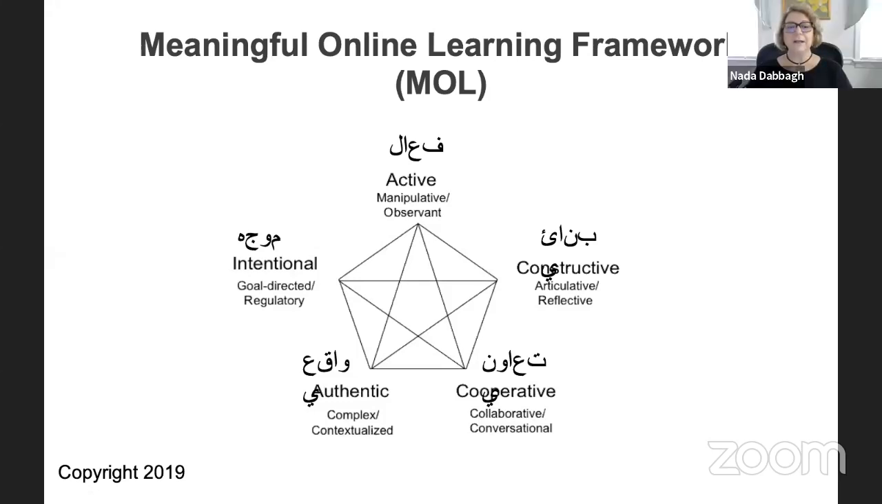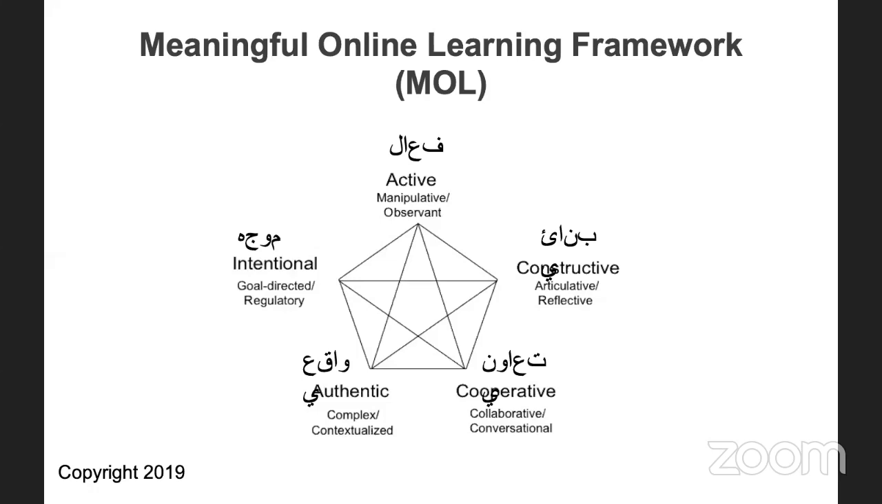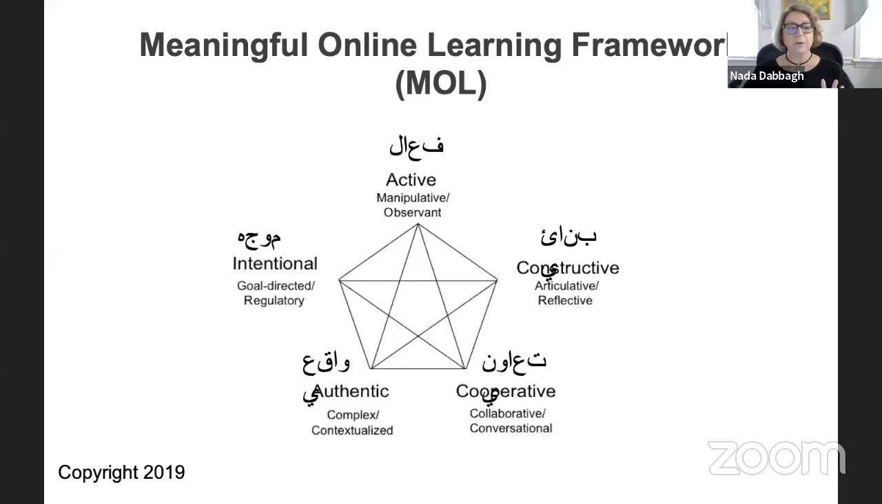This meaningful online learning framework has 5 principles, as you could see. The first one, the active principle, the word in Arabic is fa'al. The second one, on the right side, is the constructive principle, which is bannai. The third principle is the cooperative principle, which is ta'awuni. The fourth principle, on the bottom left, is the authentic principle, which is waqi'i. And then there's the intentional principle, the goal-directed principle, which is muwajjah, right? These are the 5 principles that we want you to keep in mind as you're designing online learning interactions, assignments, or activities for your students.